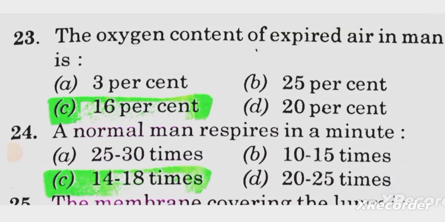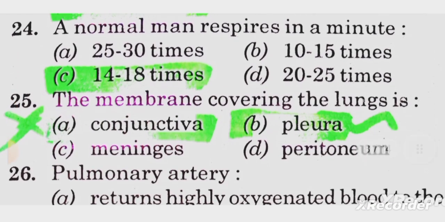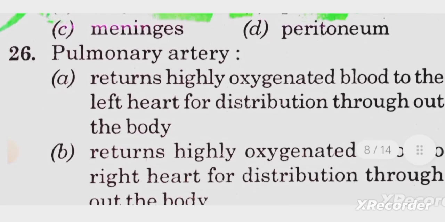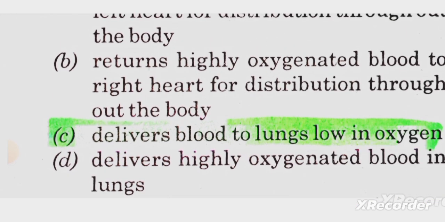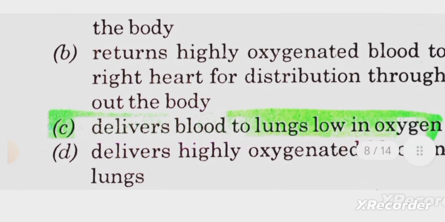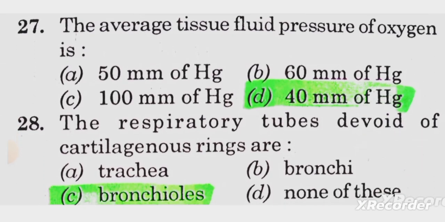Next, 23. The oxygen content of expired air in man is answer C, 16%. Next, 24. A normal man respires in a minute answer C, 14 to 18 times. Next, 25. The membrane covering the lungs is answer B, pleura. Next, 26. Pulmonary artery means answer C, delivers blood to lungs low in oxygen. Next, 27. The average tissue fluid pressure of oxygen is answer D, 40 mm of Hg.